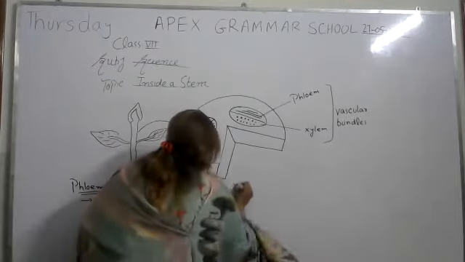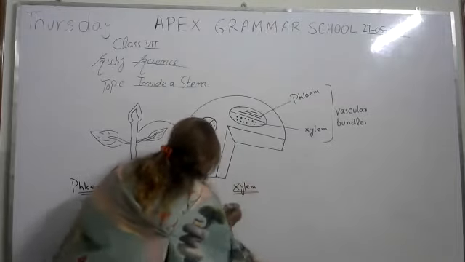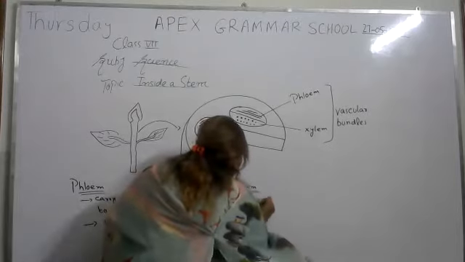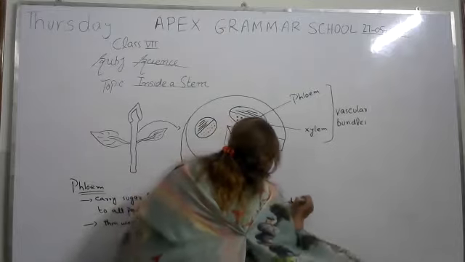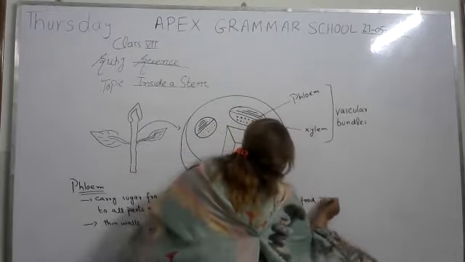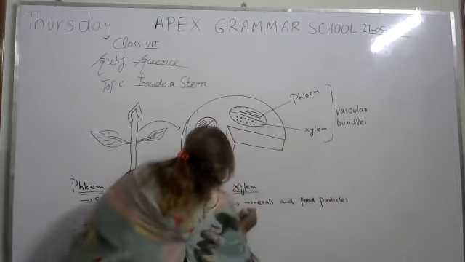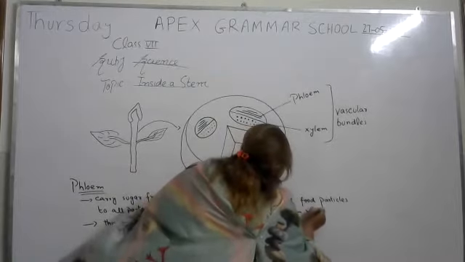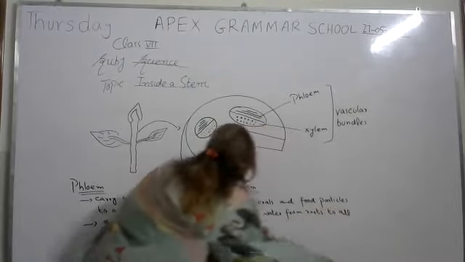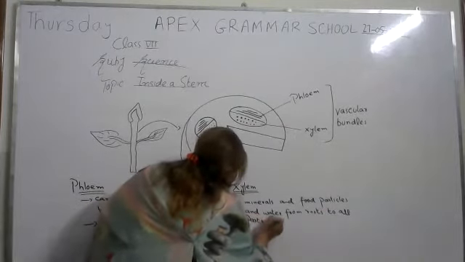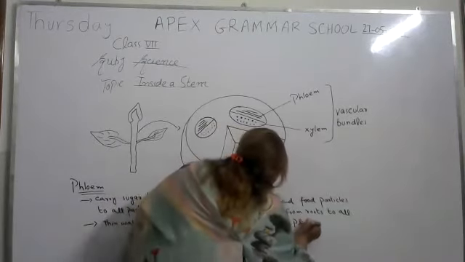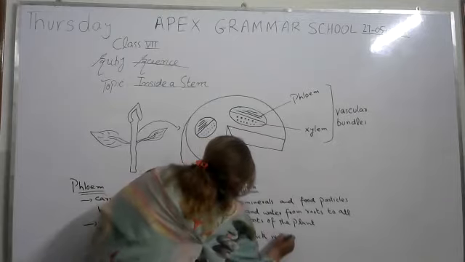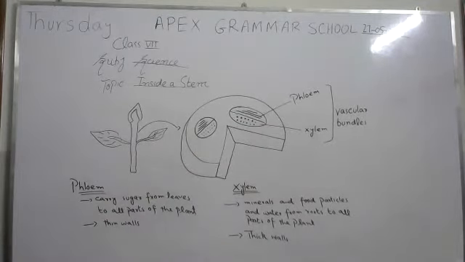And on the opposite side, what is the function of xylem tubes? They carry minerals and food particles and water from roots to all parts of the plant. And they have thick walls. Okay, I hope you understand the structure of our cell.